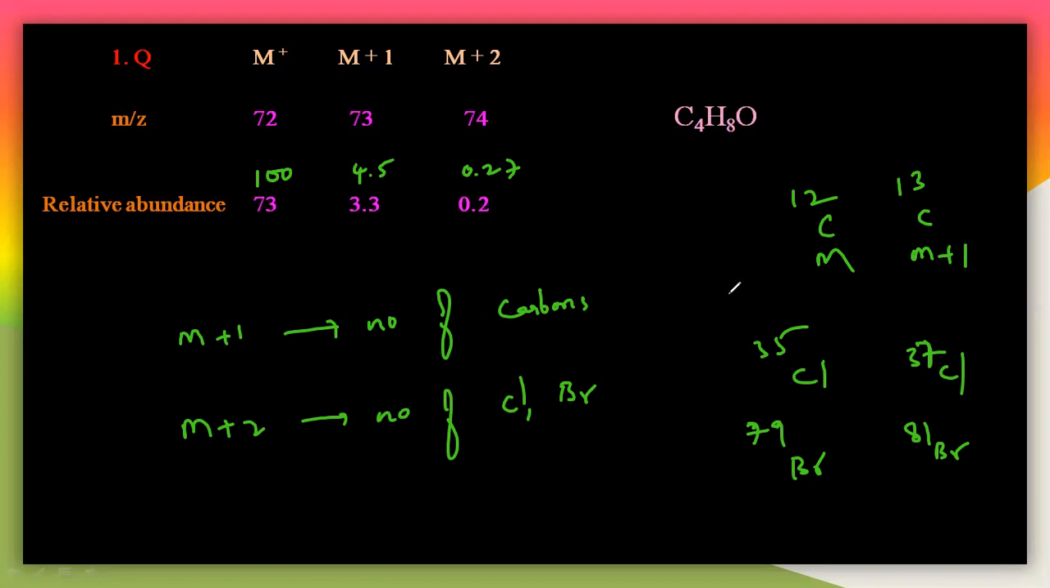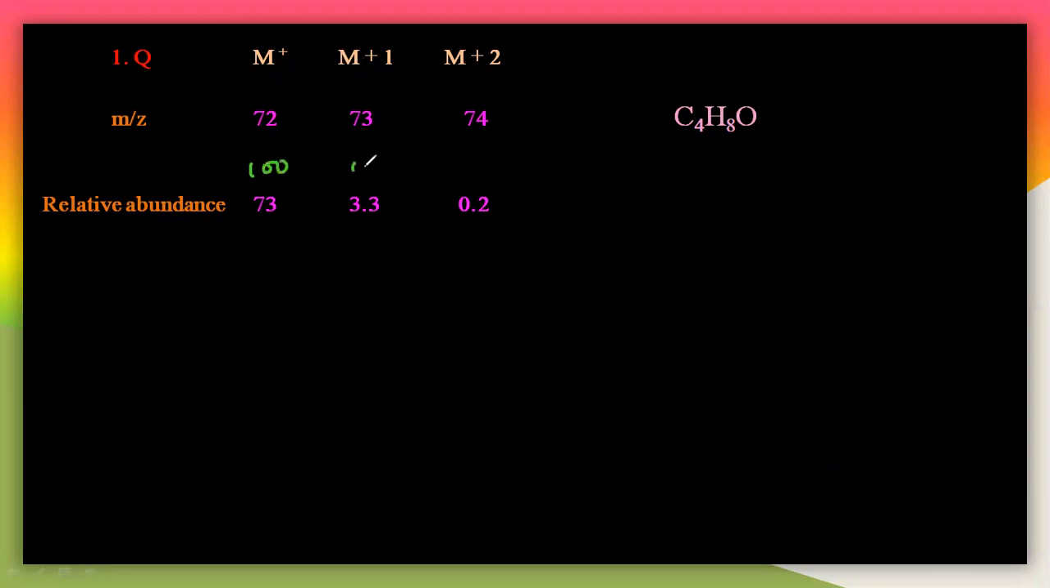So what is that particular rule? Let us understand this. Here this is 100, this is 4.5, and this is 0.27. Now see here, this M+1: if you divide it by 1.1, you will get the number of carbons. I already told you this in the previous session on isotopes. So divide M+1 by the natural abundance, and you will get the number of carbons.